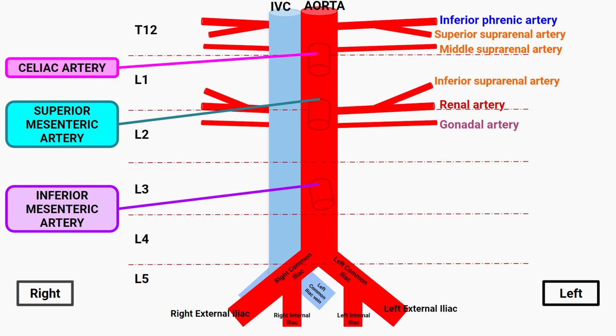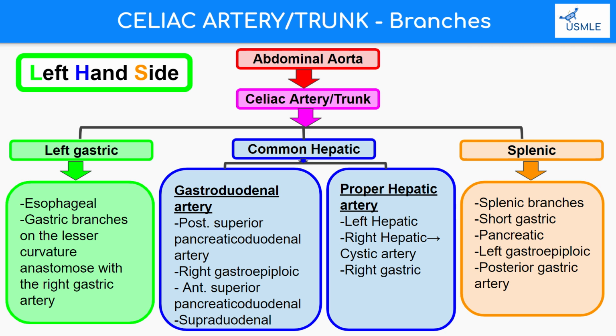Let's take a deeper look into the branches of the arteries to the GIT. First, we have the celiac trunk. Here you can use the mnemonic LHS, or left hand side. L stands for left gastric artery, H stands for common hepatic artery, and S stands for splenic artery. It's a little tricky to memorize this, but spaced repetition and organizing this in a flowchart form helped me remember these.